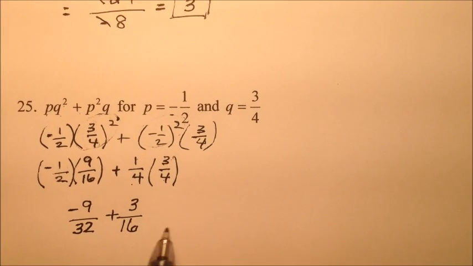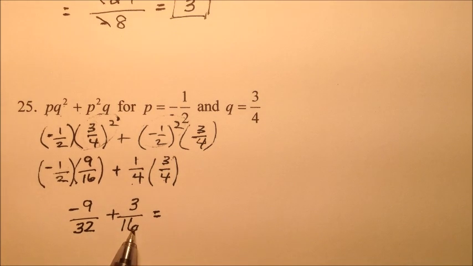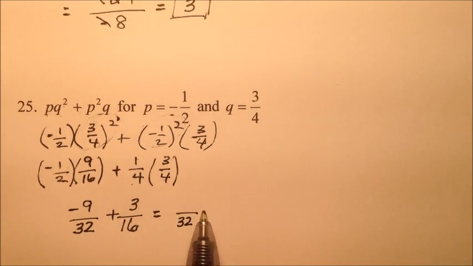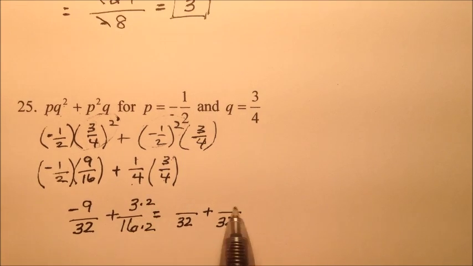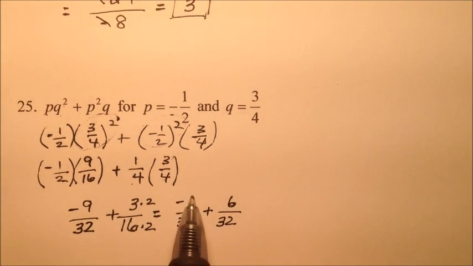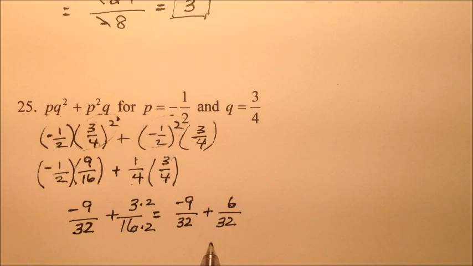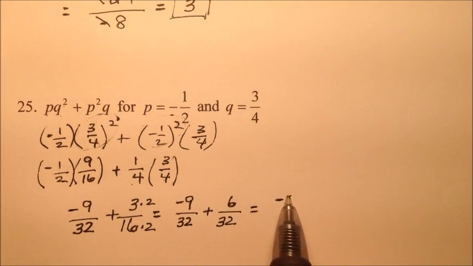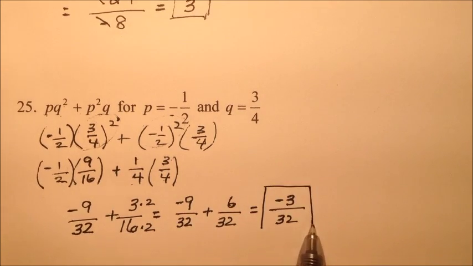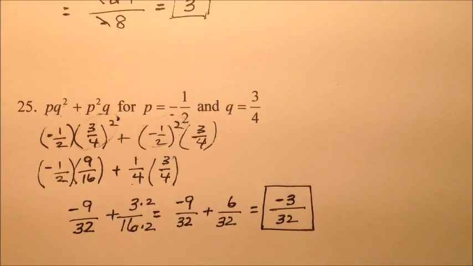So we have some fractions to put together, and we do not have like denominators, so we need to get like denominators. And it looks like 16 times 2 is 32, so we can use 32 as our common denominator here. So 16 times 2 and 3 times 2, and that negative 9 doesn't get changed because the denominator didn't get changed. So negative 9 plus 6 is negative 3 all over 32, and that's the answer for number 25.